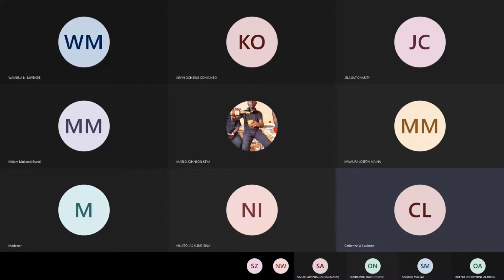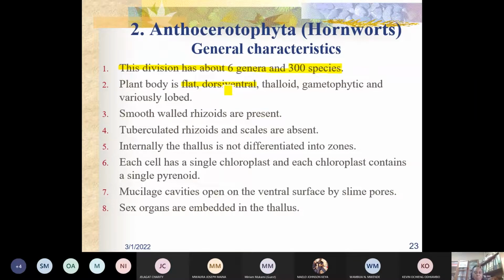In the last group, they are flat and dorsiventral. They are flattened on the surface, and so they are still very thalloid-like. That's a gametophyte, meaning it's the haploid body. And it can be lobed. So you can get various lobing.